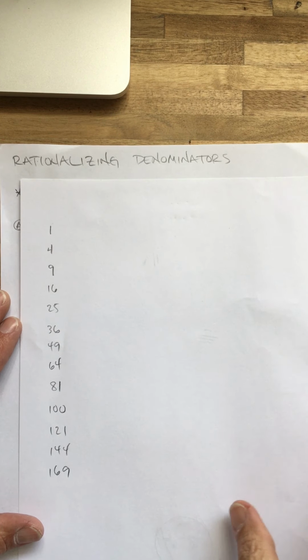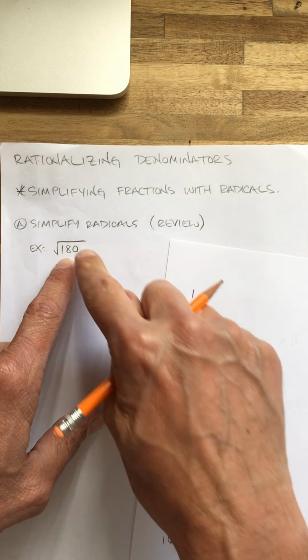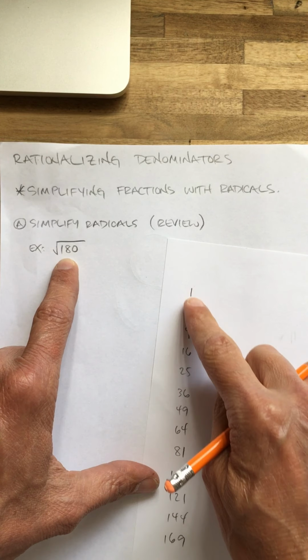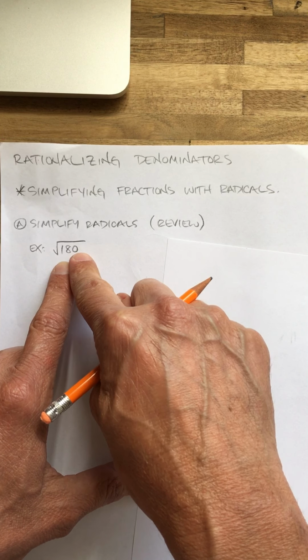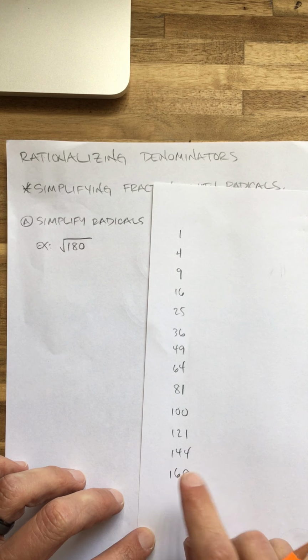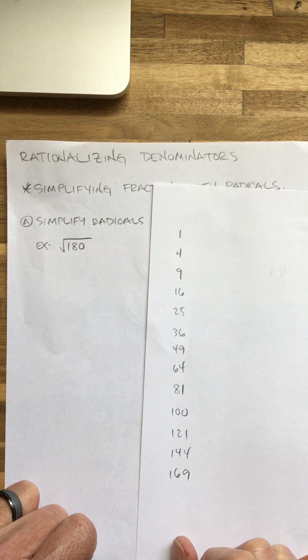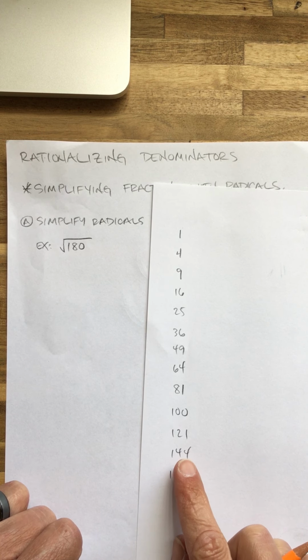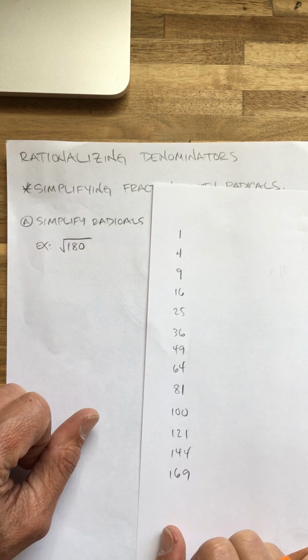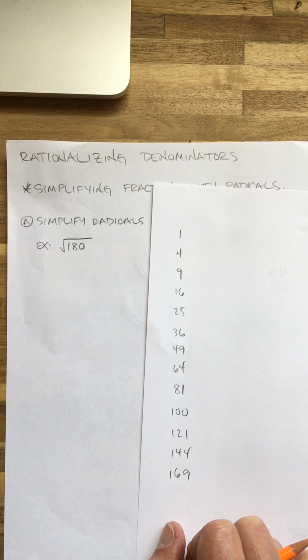Okay? And the thing is, remember, we were trying to find a perfect square that was hiding in here. So one of these numbers is going to be hiding in here if we're going to simplify it. And remember what we did? We started with our biggest number first. So 180 divided by 169. Does that go into it evenly? If it doesn't, then try 144. Does that go into 180 evenly? Okay. Does 121 go into 180 evenly? Okay. So that's what we're trying to do, is figure out which number goes into 180 evenly.